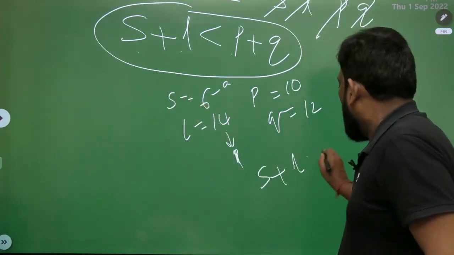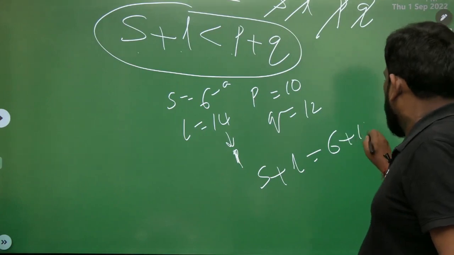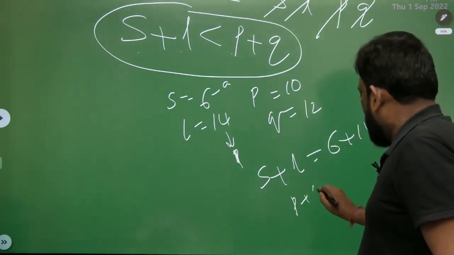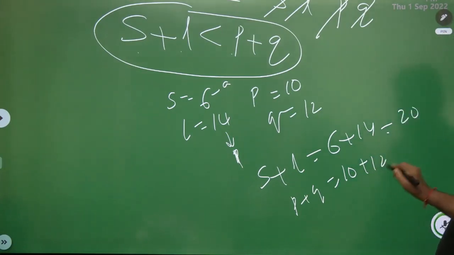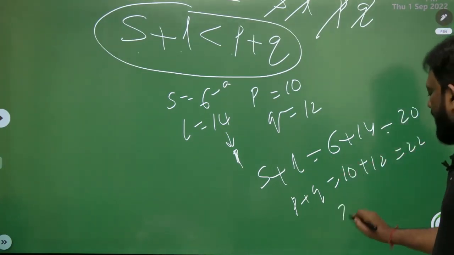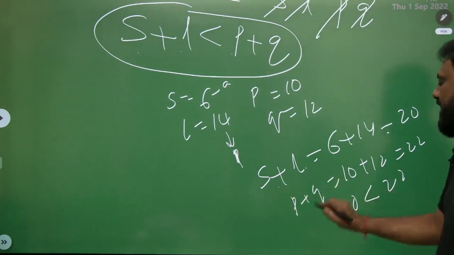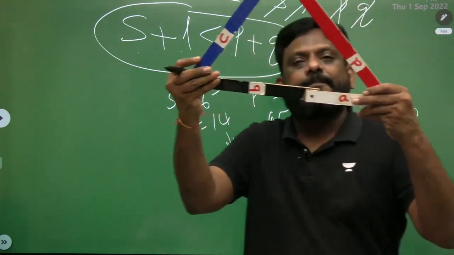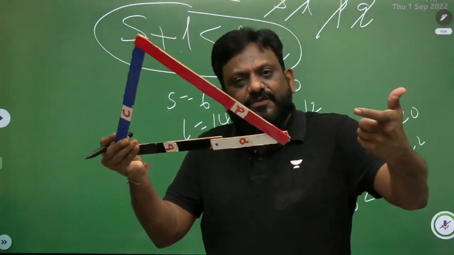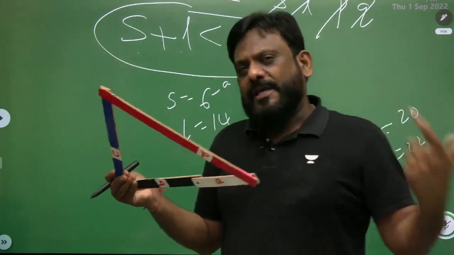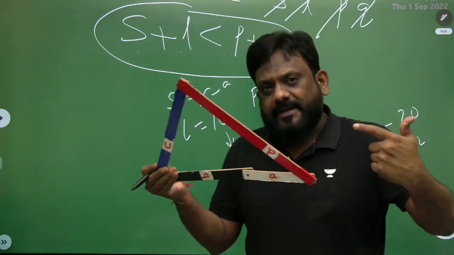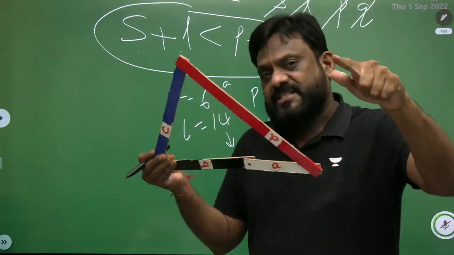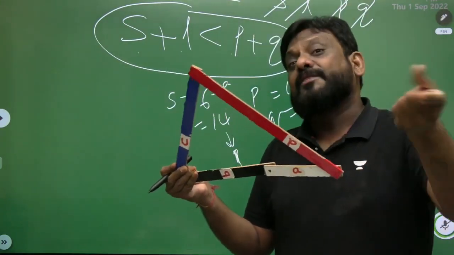S plus L, what is S plus L? 6 plus 14. And what is P plus Q? 10 plus 12. 6 plus 14 is 20. This is 22. And obviously 20 is less than 22. S plus L is less than P plus Q. That's why when this condition is satisfied, it is known as Grashoff law. What is Grashoff law? If one of the links in a 4-bar chain is to rotate completely, then the sum of shortest and longest should be less than the other two links.